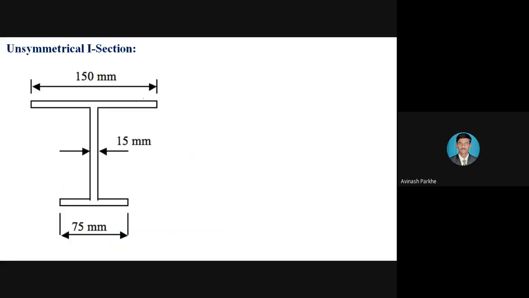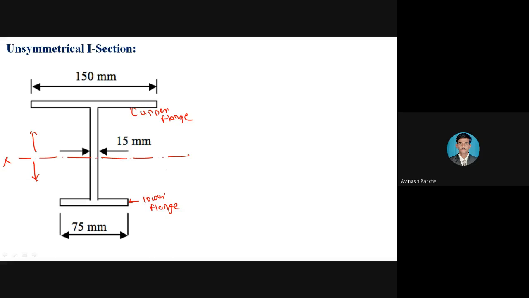But if you think about the second figure, this is called unsymmetrical. Why? Because you can see here, this is the upper flange at the top, and at the bottom this is called the lower flange. But if you think about the dimensions, the dimensions of the upper flange are more than the dimensions of the lower flange. Therefore, if I think about its neutral axis, again this is the neutral axis at the center, but this section is not symmetrical above and below the neutral axis.